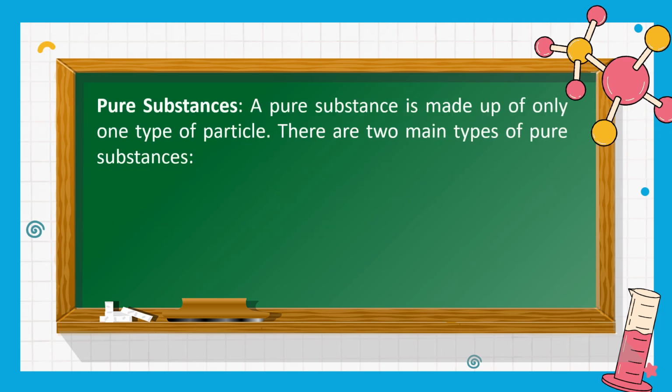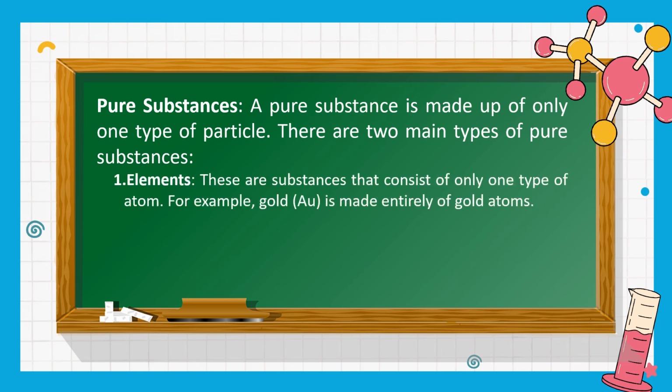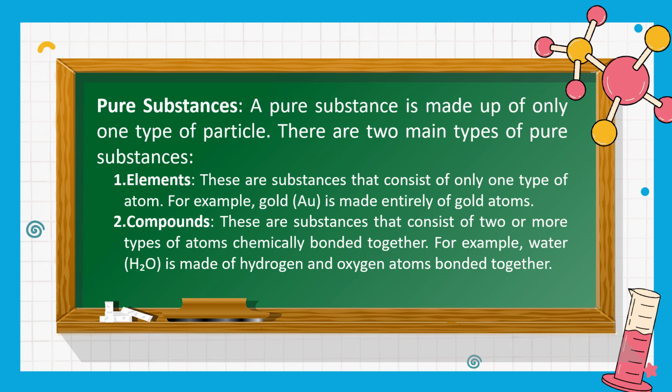Pure substances. A pure substance is made up of only one type of particle. There are two main types of pure substances. Elements: these are substances that consist of only one type of atom. For example, gold, with chemical symbol Au, is made entirely of gold atoms.